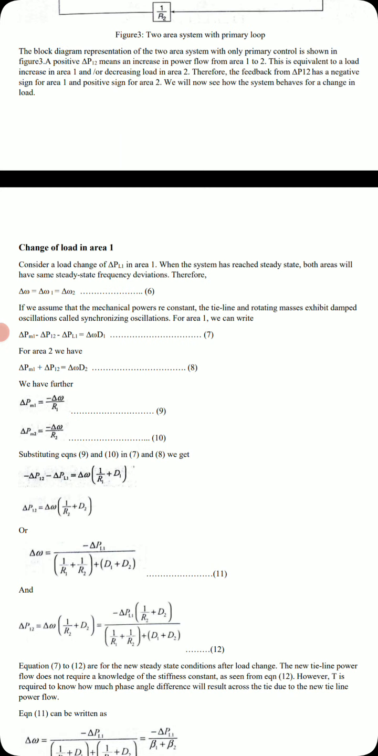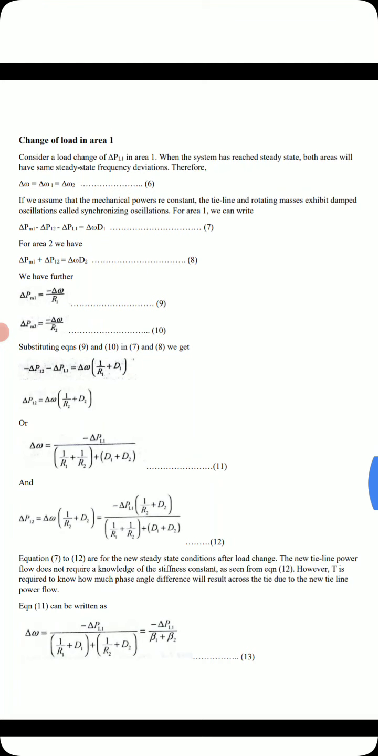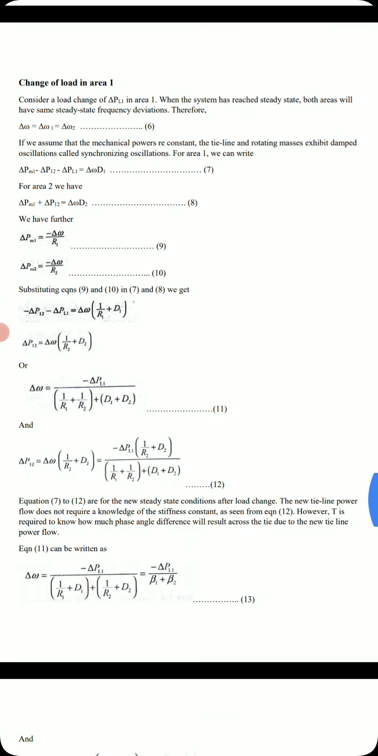For area 2, we can write delta Pm2 plus delta P12 is equal to delta omega D2. Further, delta Pm1 is equal to minus delta omega by R1, and delta Pm2 is equal to minus delta omega by R2, using the droop characteristics. Substituting this in 7 and 8, we get minus delta P12 minus delta PL1 is equal to delta omega into 1 by R1 plus D1, and delta P12 is equal to delta omega into 1 by R2 plus D2.